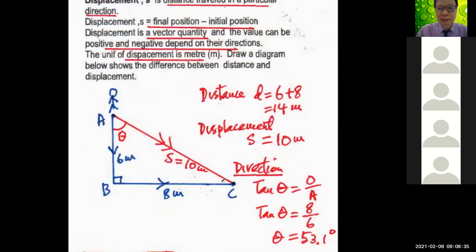For distance, there's no direction. Whatever the direction, you don't care, you just add up. That is called distance. Only for displacement do you need to find the distance between the starting point and the ending point. So you draw a line here. This line is used to find displacement. That's why I put a double arrow. Double arrow means displacement. Does everyone understand? Ahmad, do you understand? Yes, I can get it. Okay, thank you.